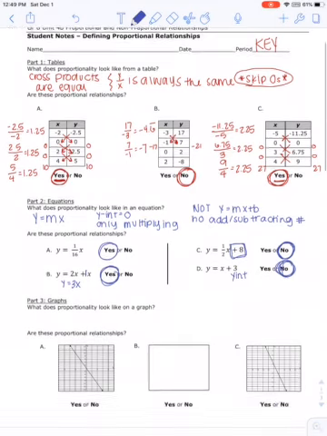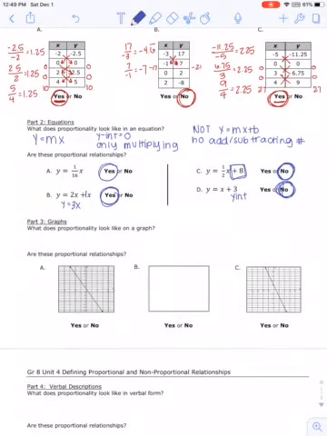Now let's talk about proportionality on a graph. So in a graph, proportionality looks like a straight line and it goes through the origin. So we're looking for straight lines that go through the origin, and the ordered pair for the origin is 0, 0. So again, we're seeing that our y-intercept is 0.